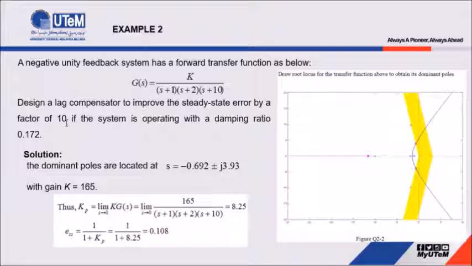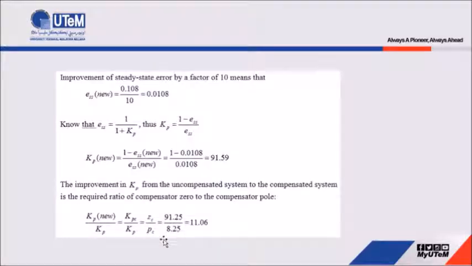So to get back to this question, the question asks you to improve the steady state error by a factor of 10. That means after we design the controller, our steady state error should be smaller. Because we improve by a factor of 10, we have to divide this by 10. And that's why we get 0.0108.